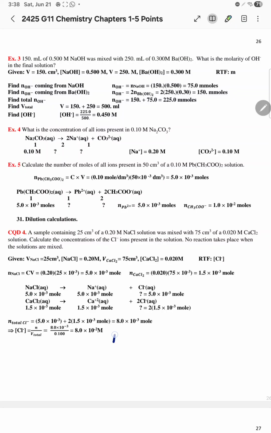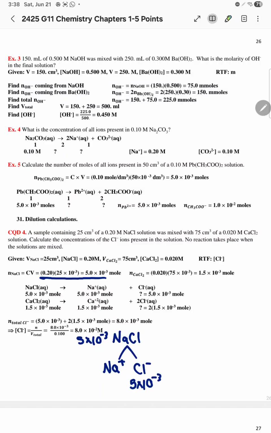Now, NaCl, how many moles of NaCl do we have? We're going to do 0.2 times our volume. We're going to get that it has 5 times 10 power negative 3 moles for NaCl. So Na plus is going to have that, and Cl minus is also going to have this. But we don't care about Na now, we care about the Cl minus. So 5 times 10 power negative 3 for this one.